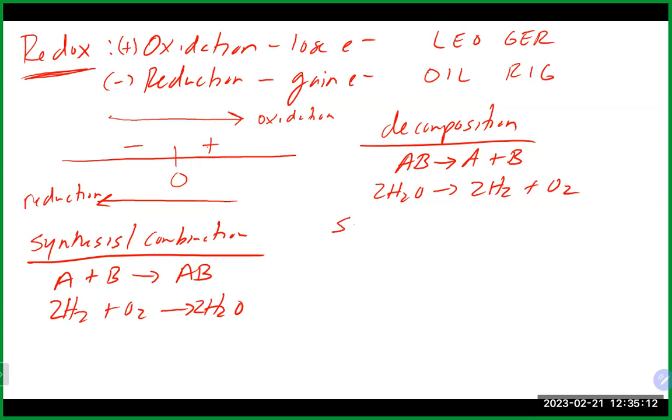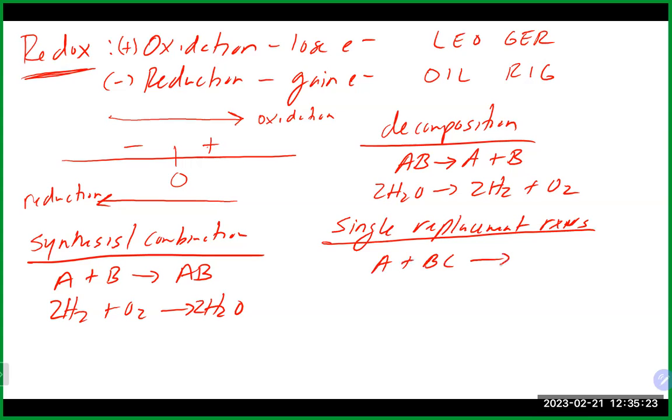Also falling under redox reactions are single replacement reactions. A plus BC. And in this case, A is something that has no charge. It could be a metal or a non-metal. And BC is an ionic compound. And if A is a metal, what will happen is the metal will come in and kick out the positive guy and make a new ionic compound. And we'll get the metal coming out with no charge.